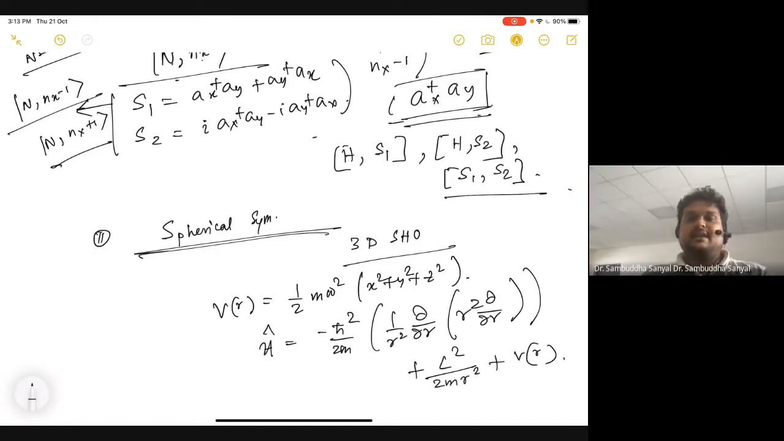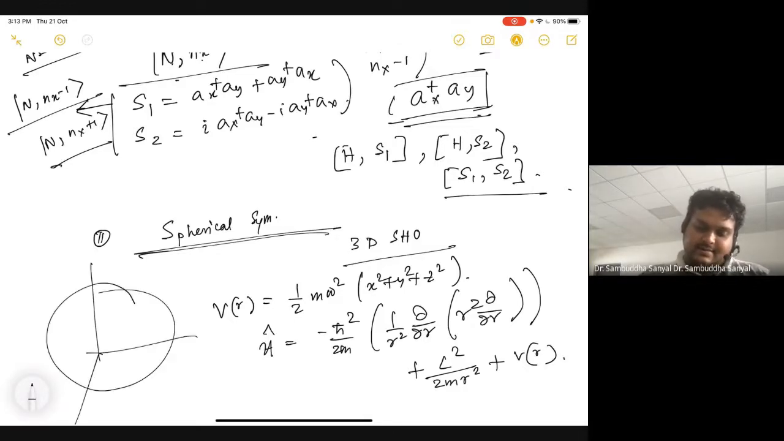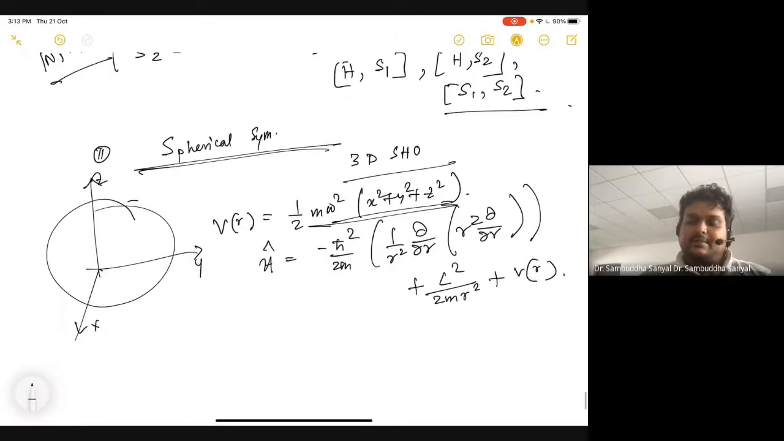If you go to the radial coordinate, because this now has spherical symmetry, and if I plot it, it is something like this. So x, this is y, and this is z. And this object is basically the surface of a sphere. So this problem has spherical symmetry, so it makes sense to go to spherical coordinates. Go to spherical coordinates, and this Hamiltonian becomes like this.